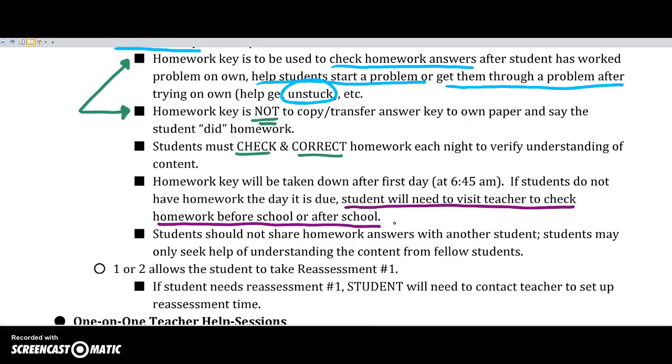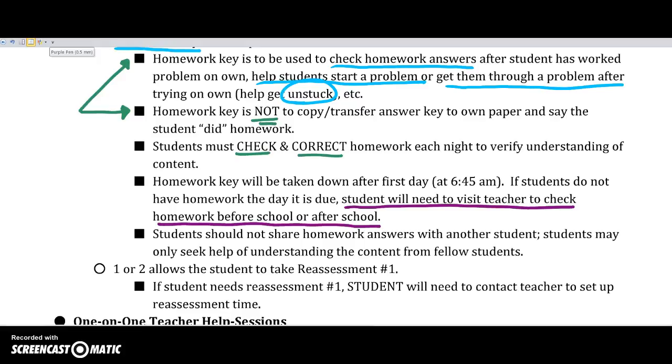So students should not share homework answers with any other student, and students may only seek help for understanding the content from fellow students. So we encourage collaboration. We encourage students to help each other. We don't encourage students to just give the other student the answer. So if a student wants to help a friend through a problem or work through one together, I would love to see that. That is very exciting to see in the hallways.